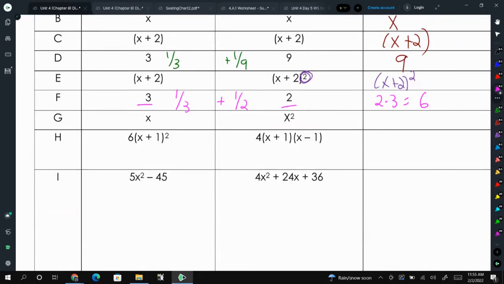Now, letter G, x and x squared. The biggest exponent is x squared, so our least common denominator, least common multiple will be x squared.